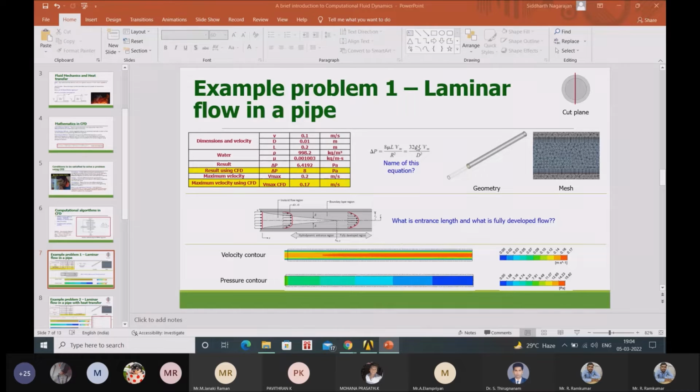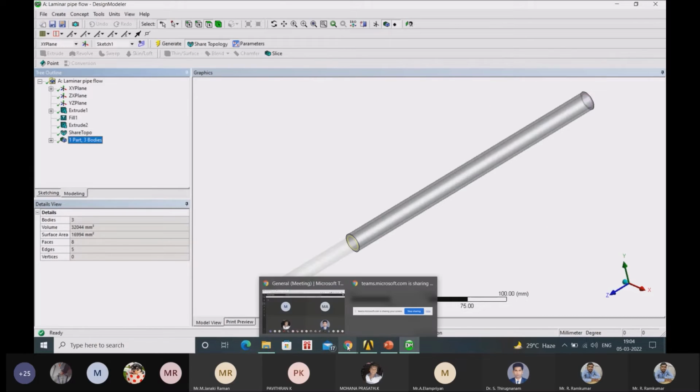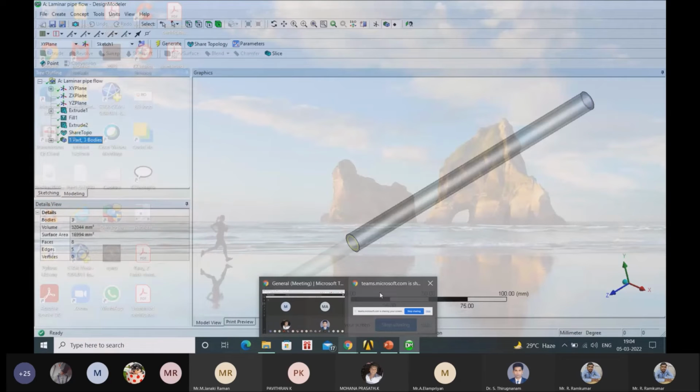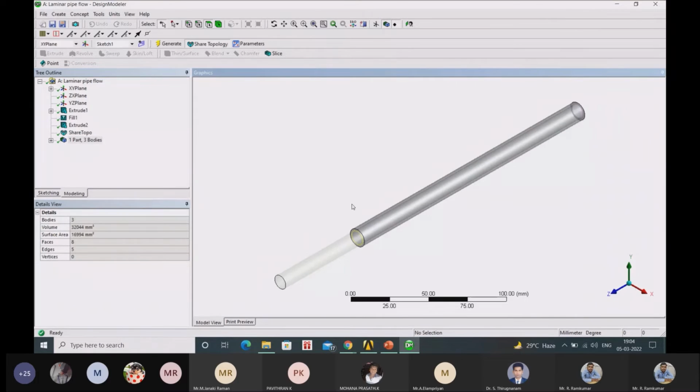So if anybody can name what this equation is, please tell me. What is this equation? Hagen-Poiseuille equation. Yeah, correct. So that is the equation that is used for solving for laminar flow. For turbulent, we use Darcy-Weisbach, and then for that you will require the friction factor to be taken from empirical formulae and stuff.